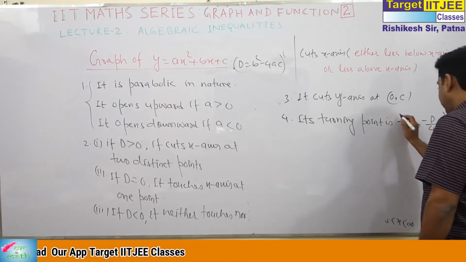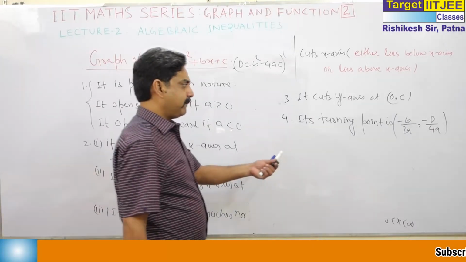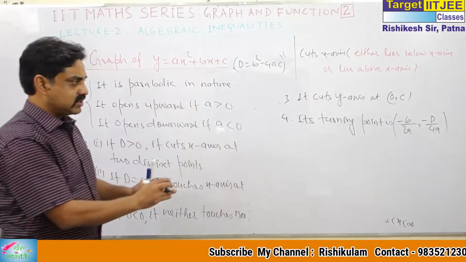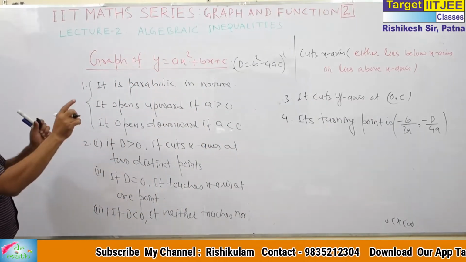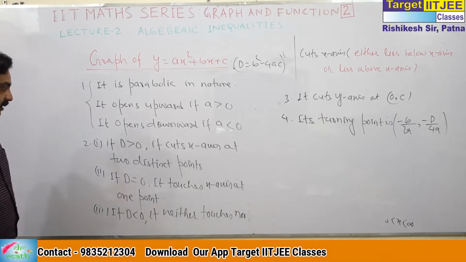If you know the reason, it's well and good. If you don't, wait either for the chapter of maxima minima or for the chapter of quadratic equation. At this time, you have to keep in mind that its turning point is minus b by 2a, minus d by 4a.